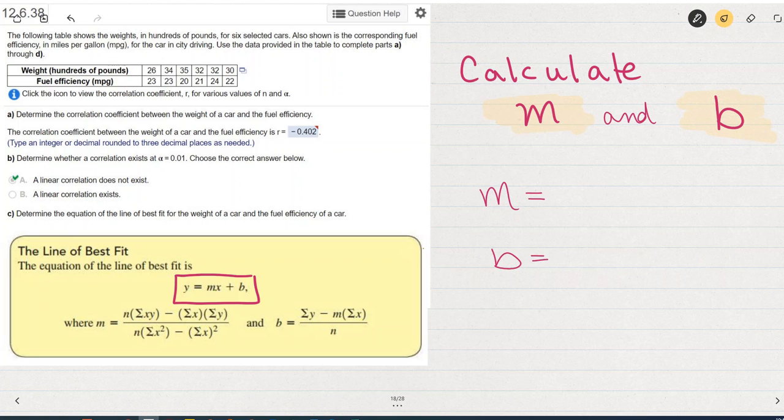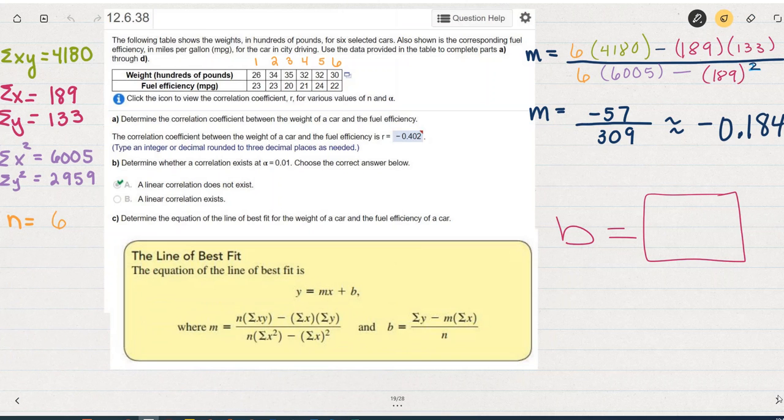This y equals mx plus b, as you may recall from algebra, is called the point slope form of a line. I'm sorry, not the point slope, the slope intercept form of the line, where m is the slope and b is the y-intercept. Applying these formulas, I'm going to get that the slope is negative 57 over 309, and rounding that to the nearest thousandth, I'd get negative 184 thousandths. Next, I can calculate b.